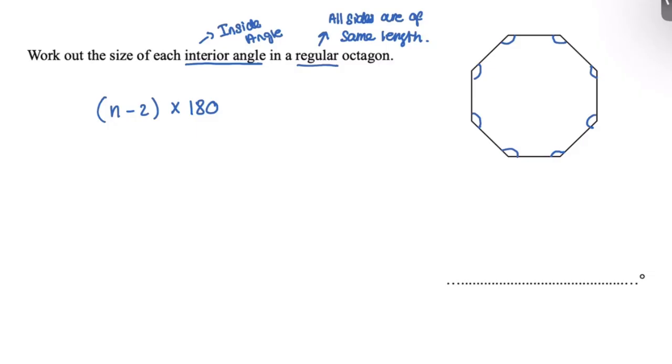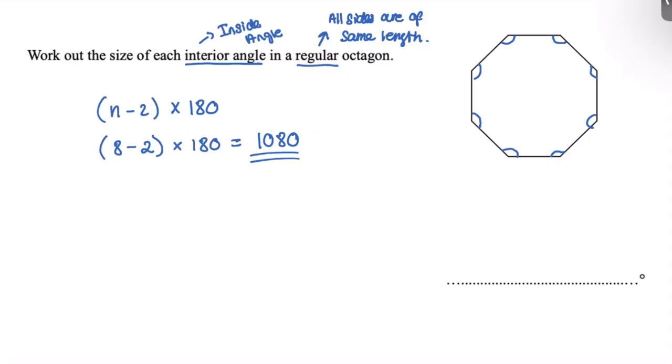So first of all, we know that n stands for the number of sides. In an octagon, you can just count up the sides. There are 8 sides. So what we're going to do is 8 subtract 2, and then multiply it by 180. 8 minus 2 multiplied by 180 gets you an answer of 1080.